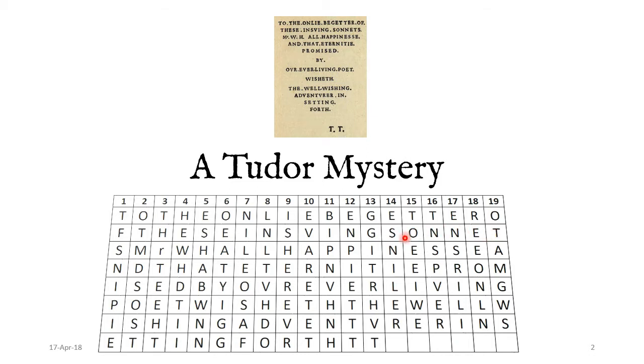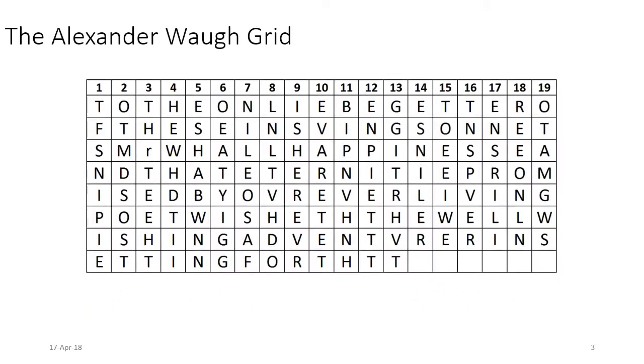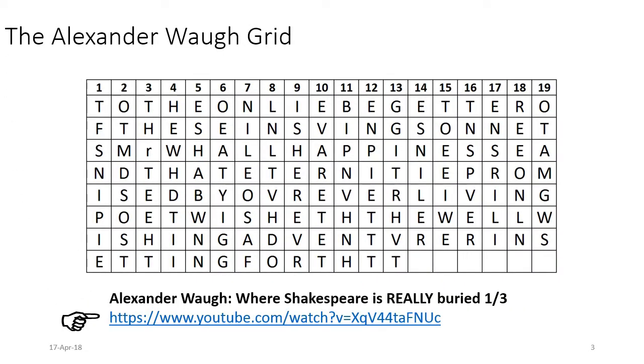So, knowing that there was something to be found on the right-hand side, and knowing that there was a key, I couldn't resist looking to see if I could find what he had found. So, I did look, and this is the grid. And before I continue, I really strongly urge you to watch Alexander Waugh's presentation on this grid before you continue with this one, because it sets the entire background and puts my presentation into the necessary context. The link is here, as you can see, and these videos of his are called Where Shakespeare is Really Buried. There are 3 parts, but parts 1 and 2 in particular are relevant to this.